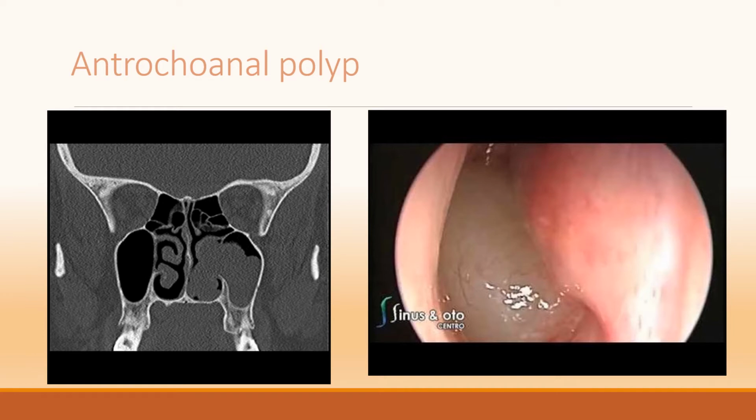Antrochoanal polyp. Remember the previous lesson? The left figure is a CT scan showing the polyp coming from the left maxillary sinus, and you can see the polyp on the right figure, glistening.